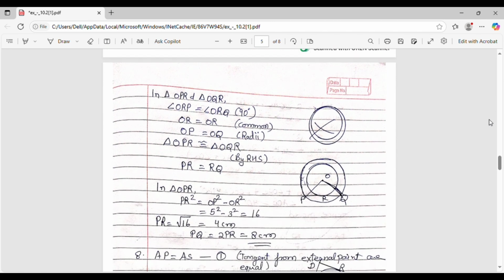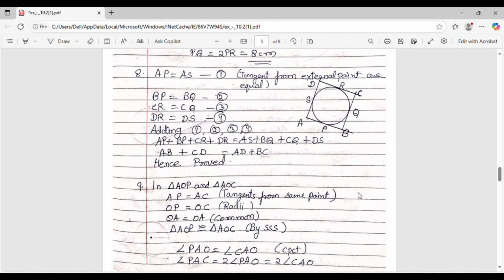In triangle OPR and triangle OQR, angle ORP is equal to angle ORQ, 90 degree, OR is equal to OR, common, and OP is equal to OQ, radii of the same circle. So triangle OPR is congruent to triangle OQR by RHS, and by CPCT we can say PR is equal to RQ. So in triangle OPR, PR square is equal to OP square minus OR square. So we will get PR as 4 centimeter. Then PQ is twice PR, which is 8 centimeter. So we can say the chord is 8 centimeter long.